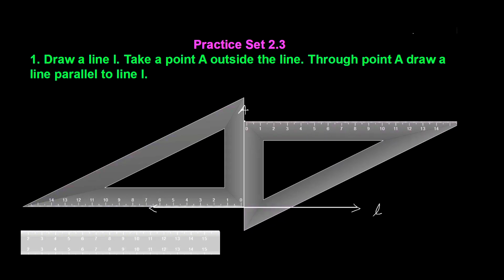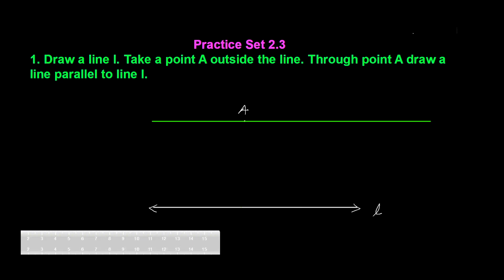Draw a line along the edge of set square B. Remove the set square. Show the arrow at both the ends. This is line M. Therefore, line M is parallel to line L. Line M is passing through point A.